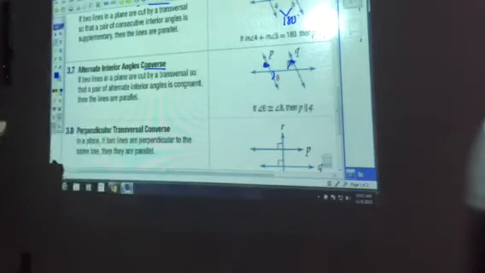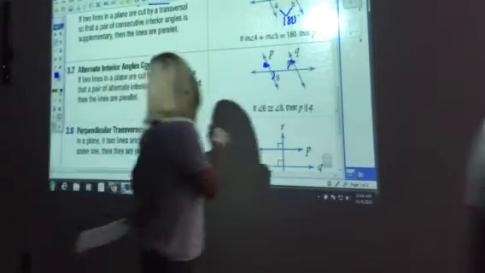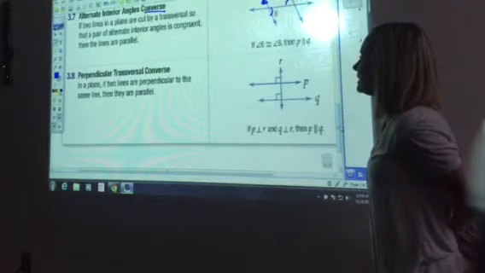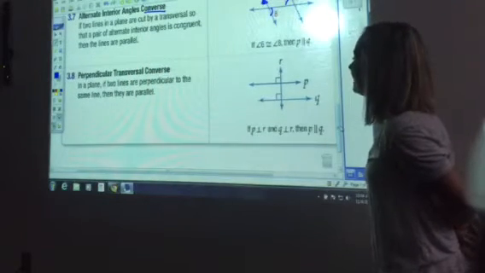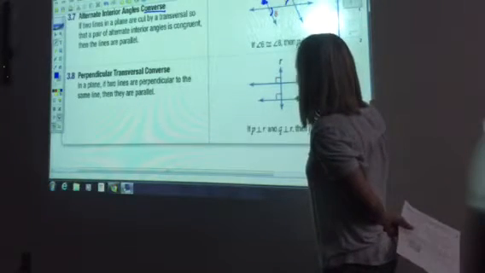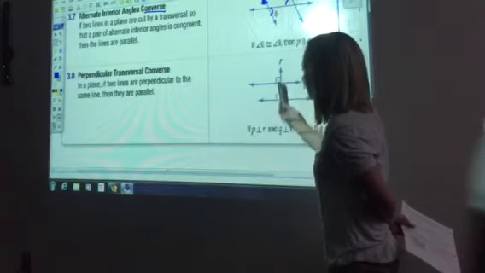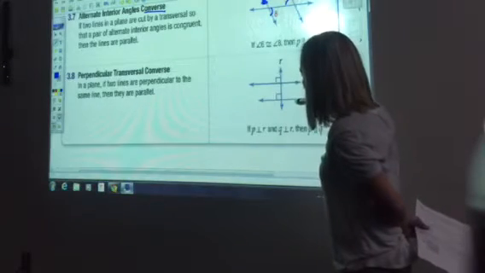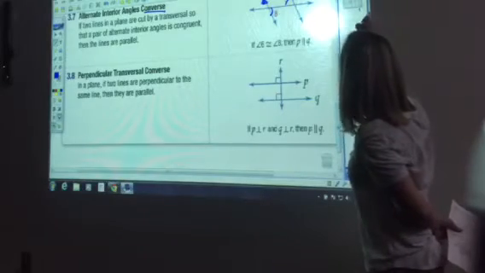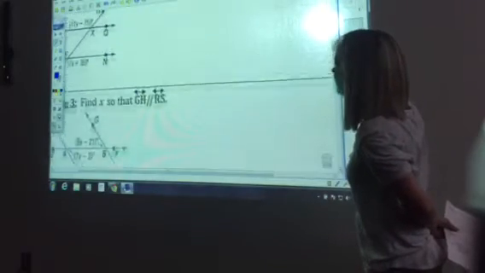okay? The perpendicular transversal converse says that in a plane, if two lines are perpendicular to the same line, then they are parallel to each other. So if these two lines both happen to be perpendicular to that same line, then they have to be parallel to each other, okay? All right, let's go ahead and move on and let's do an example.